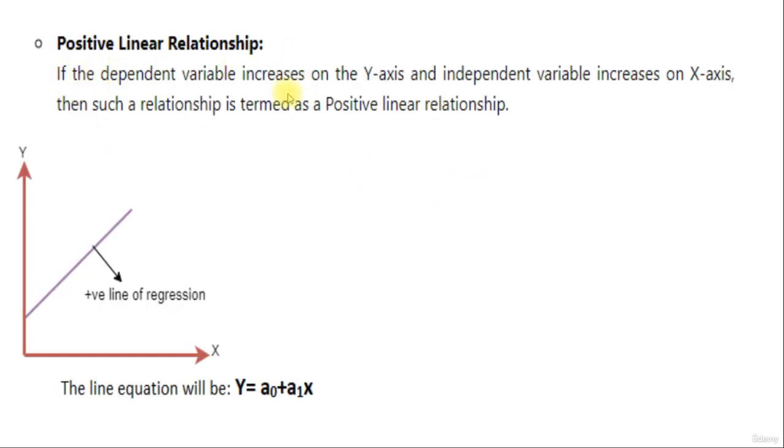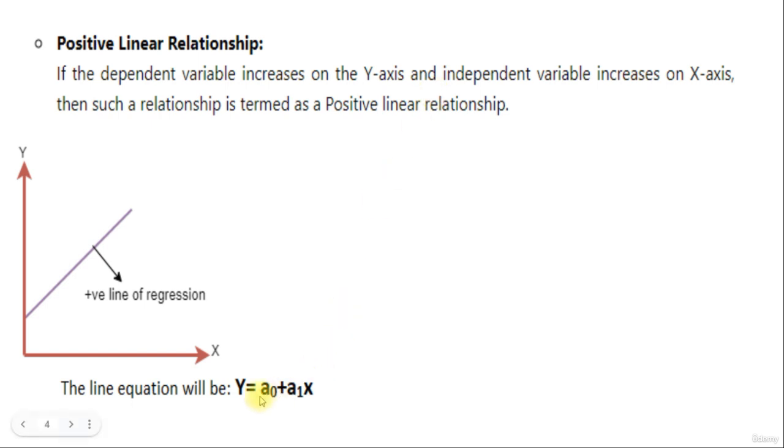Now let's understand positive linear relationship. If the dependent variable increases on the y-axis and the independent variable increases on the x-axis, then such a relationship is termed a positive linear relationship. So this is the image for a positive line of linear regression. The equation for this line can be given as y equals a0 plus a1x. All the linear equations for a straight line that we learned in high school can be derived from that equation, like y equals mx plus c, where m is the slope and c is the intercept.